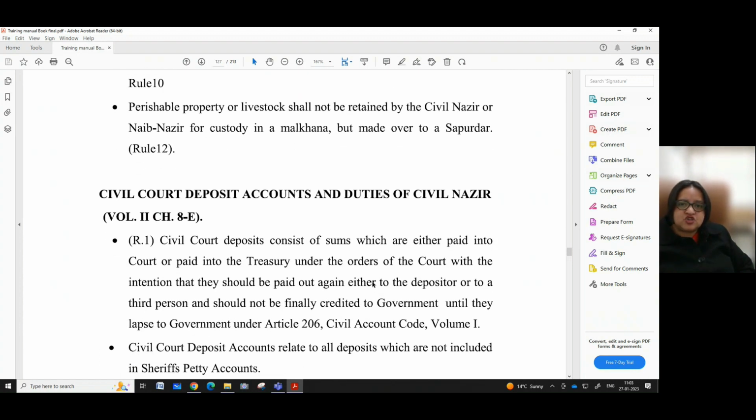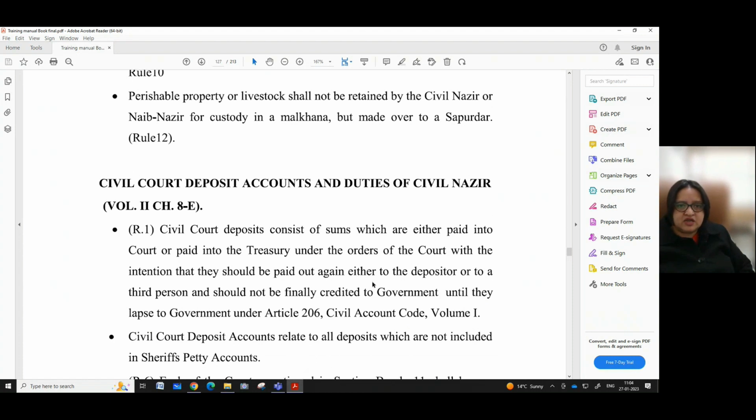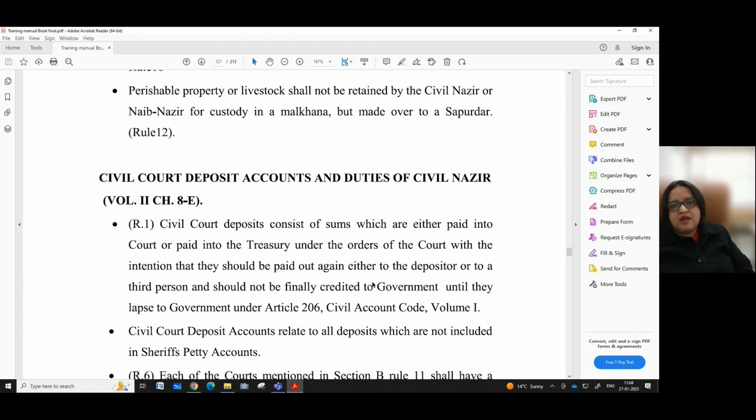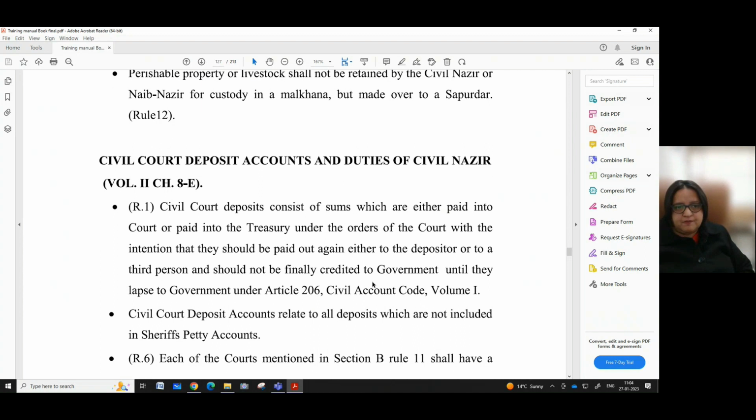Perishable property or livestock shall not be retained by the civil Nazir or Naib Nazir for custody in a Malkhana, but made over to a Sapurdar, Rule 12.